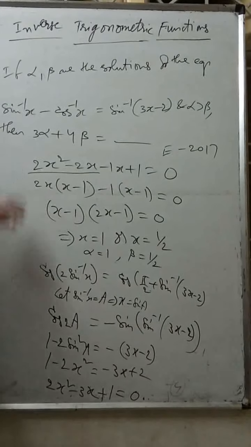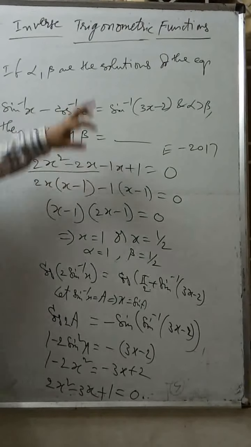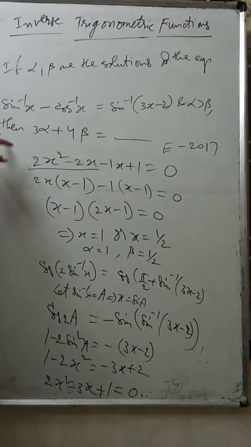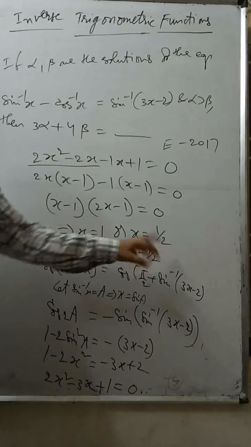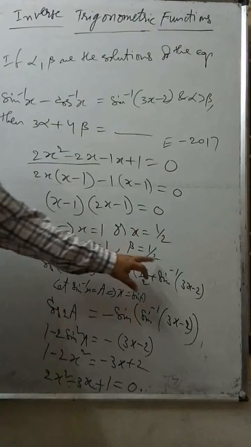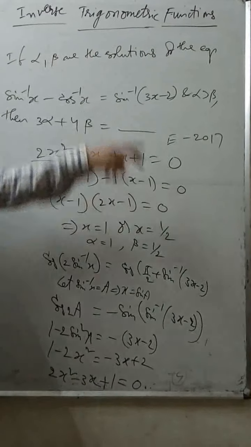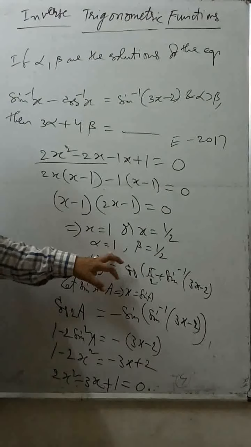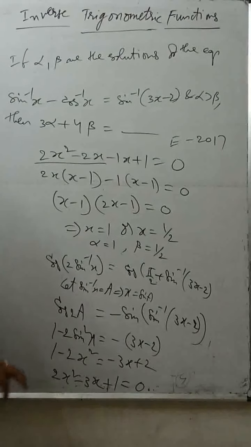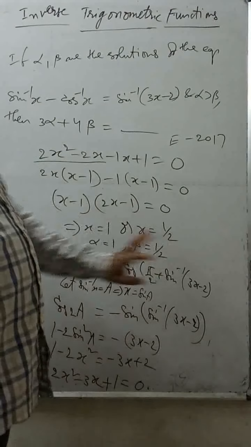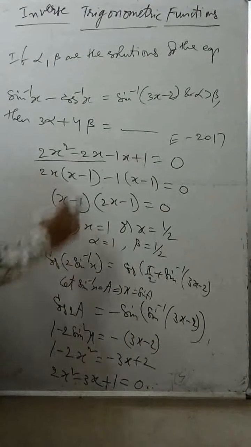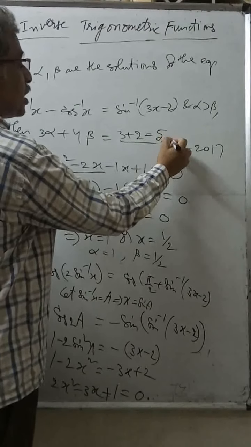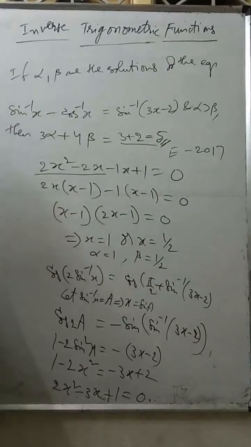Alpha equal to 1, beta equal to 1 by 2. Why? Because alpha is given as more than beta, and 1 is more than 1 by 2. So alpha should be 1, beta should be 1 by 2. Alpha, beta are the solutions, so 1 is one solution, 1 by 2 is another solution. If I substitute here, 3 plus 4 into 1 by 2, that is 3 plus 2. So 5 is my final answer.